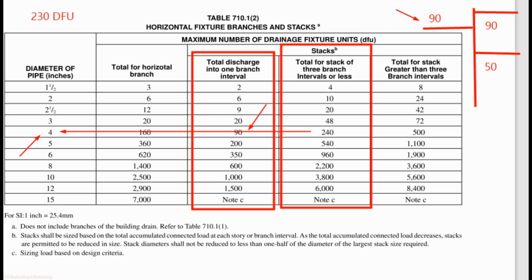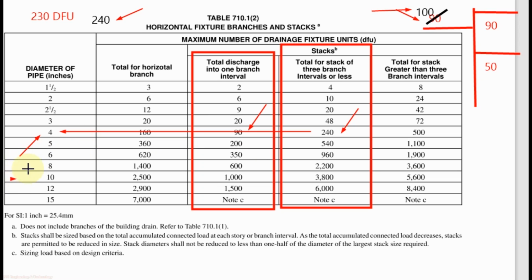But if for one branch, instead of 90 drainage fixture units, it became 100, then the total will be 240. Then for the stack the maximum limit is 240, and for us also 240, so there is no problem, we can select the stack size. But when we go to the total discharge into one branch interval, it is 90, and for us it is now 100, so it is exceeding 90, so we cannot select the 4-inch pipe size as the stack for this building.